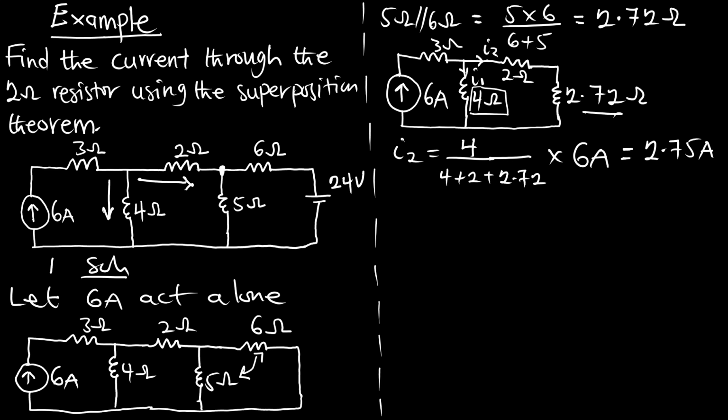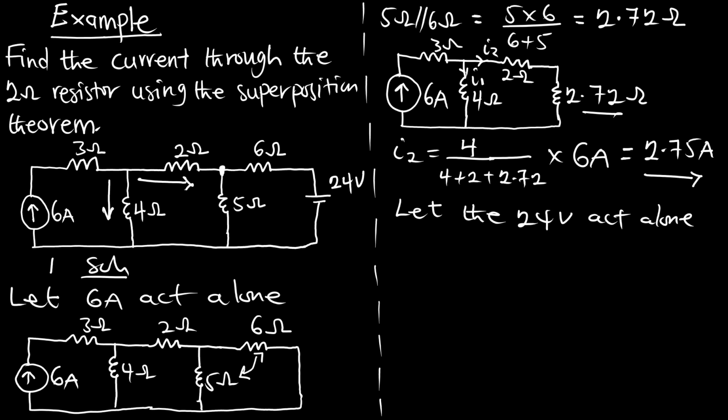But the direction of current when the 6 amperes is acting alone is in this direction. So now we have the current passing through the 2 ohm resistor when the current source is acting alone. So let's try that for the voltage source, the 24 volts, acting alone.